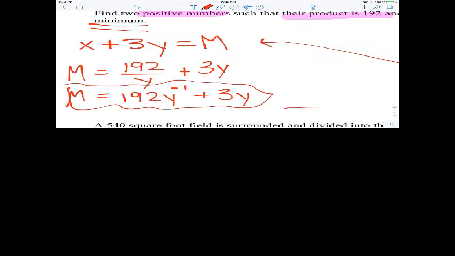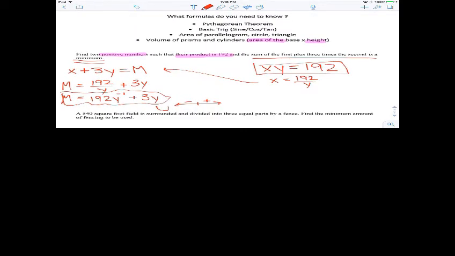Because when you're trying to find a minimum, remember, you're looking to come up with a sign chart and find where your derivative is going from negative to positive. That will give you a minimum. So there is my function. Taking a derivative of that function, we are going to have negative 192y to the negative second plus 3, right? And I want to see where that equals 0, and then I want to go from there.